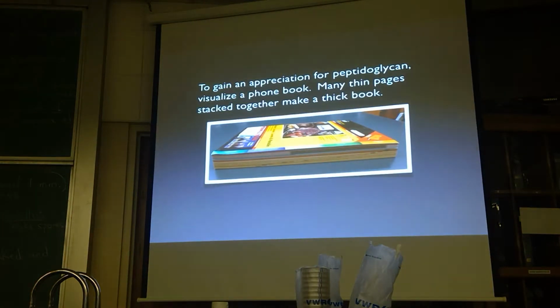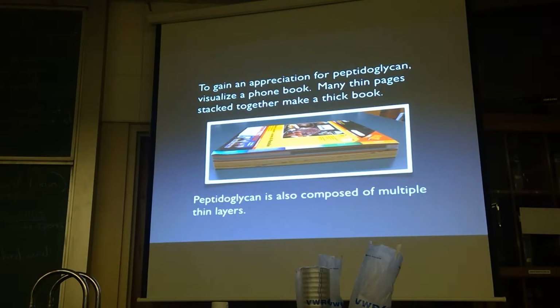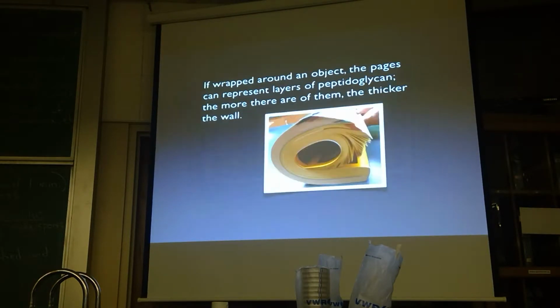So here's my phone book, and I'm going to say that the pages of the phone book represent multiple layers of peptidoglycan. This is kind of a medium-sized phone book, and then I'm going to try to wrap it around the cell. You can see it doesn't behave very well, but you get the general idea. Peptidoglycan is multiple layers wrapped around the cell. If the cell is gram-positive, you have very thick, many, many layers of peptidoglycan. If they're gram-negative, you have few layers. Peptidoglycan is thin.